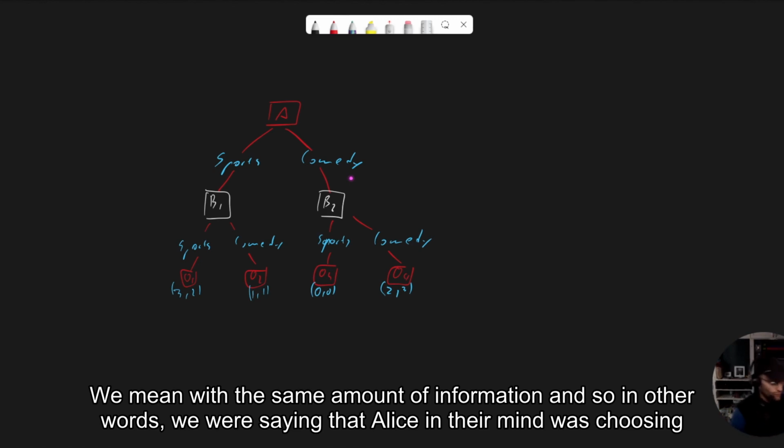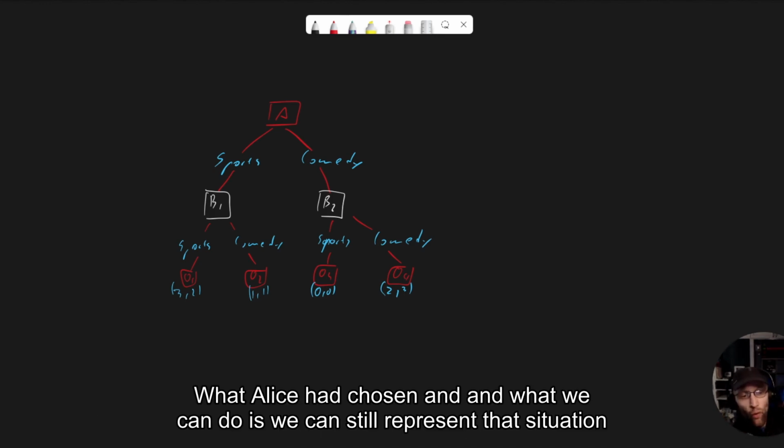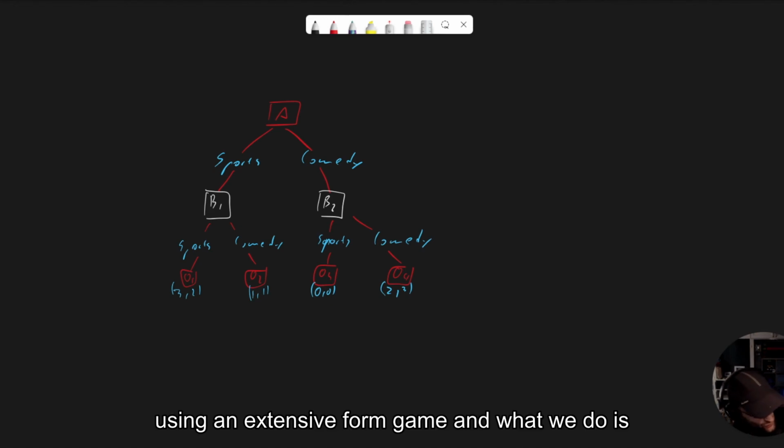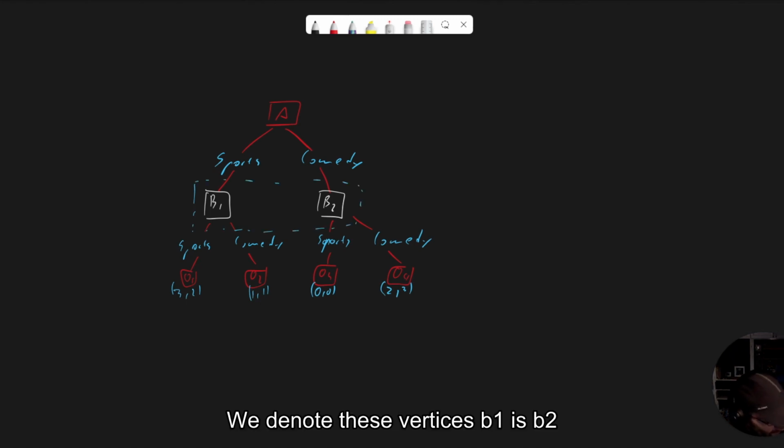In other words, we were saying that Alice in their mind was choosing sports or comedy. And Bob, in their mind, we don't know what Alice had chosen. And we can still represent that situation using an extensive form game. Pictorially, we denote these vertices B1 and B2 in a similar partition.